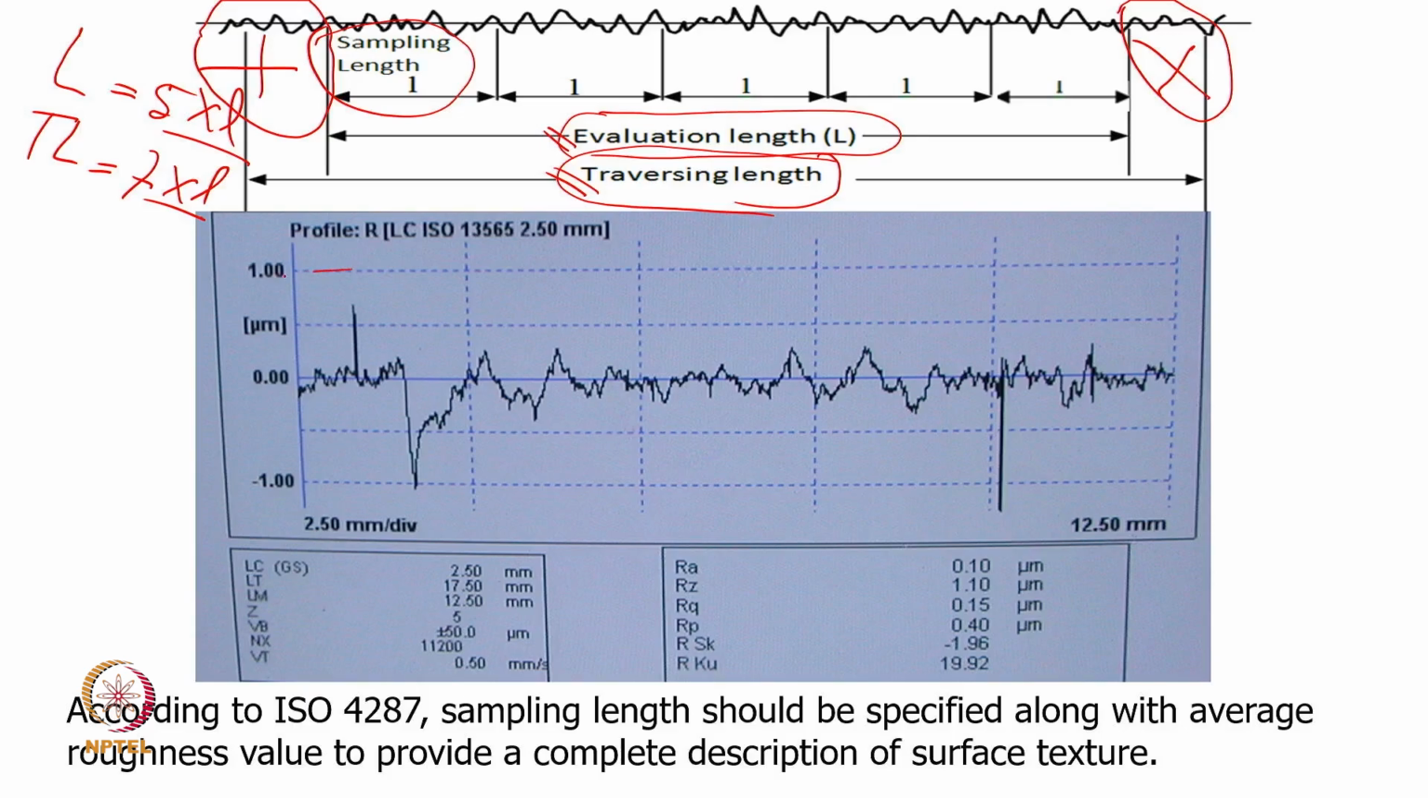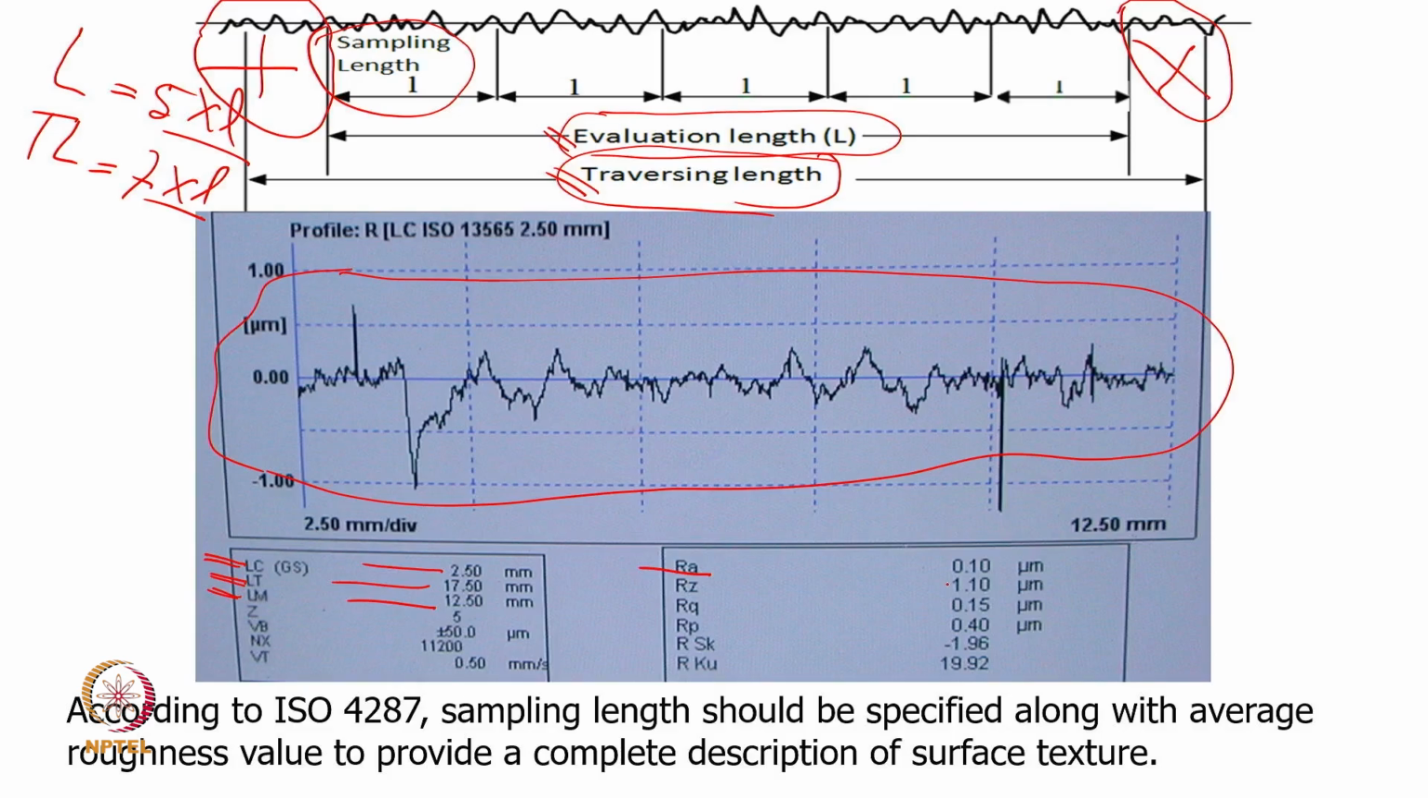Now, one of the surface roughness profiles has been shown to you, and if you look at the profilometer reading, there is an LC, that is the sampling length, an LT, that is the traverse length, and an LM, that is the measuring length, that is the evaluation length, right. You can see here LC is 2.5, LT has to be 7 times that, which comes out to be 17.5, and LM is 5 times that, which comes out to be 12.5. Here the roughness RA is something like 0.1 micron.